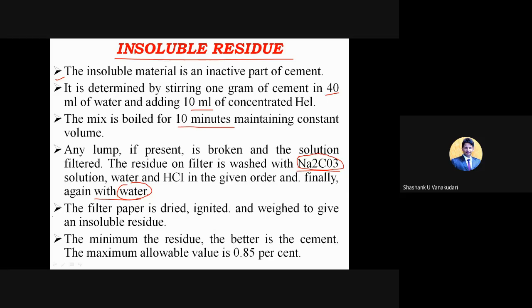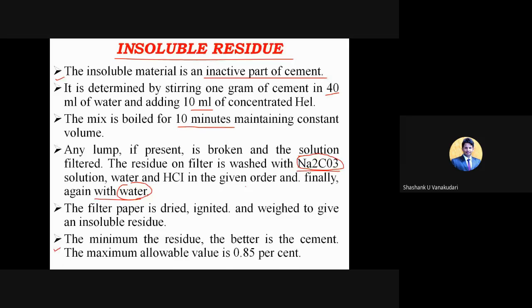So here they have given the conditions. The minimum the residue, the better is the cement. Whatever residue you get, I mean the improper or inactive part of the cement, that percentage should be lesser. Then only we can say that the quality of the cement will be good. The maximum allowable value is 0.85%. So that's the limitation they have given for this. Clear? So these are the properties of cement.